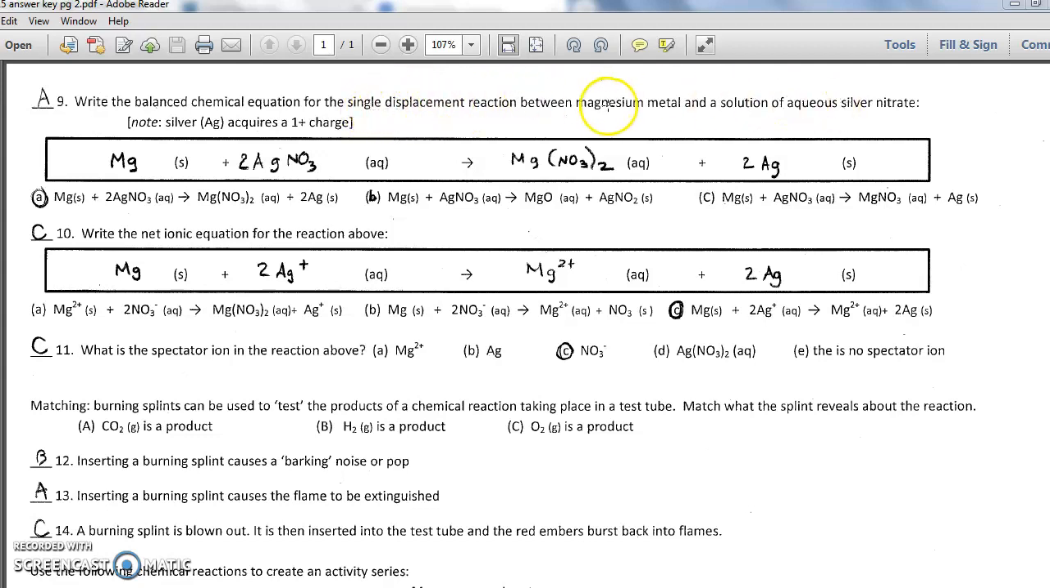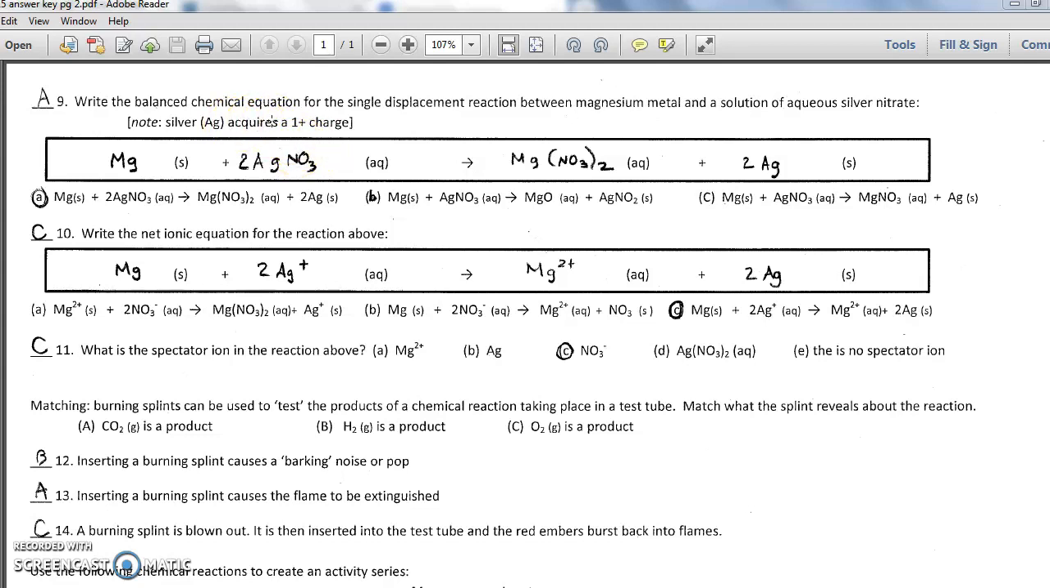So here we go. Magnesium metal. There it is. Mg. It's going to start off as a solid. We have an aqueous solution of silver nitrate. There's the aqueous. Silver's Ag. If you remember on our polyatomic ions when we learned those, nitrate is NO3. The nitrate ion is 1 minus.